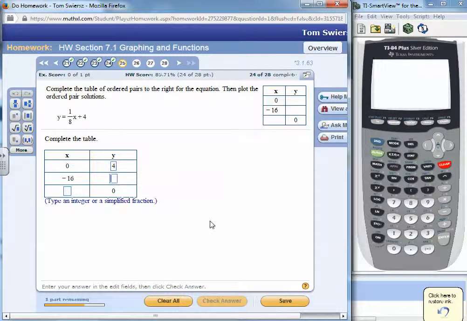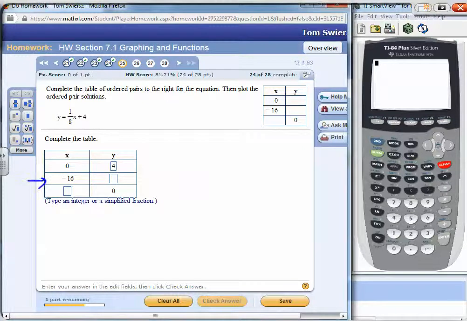All right, now, what happens when x is a negative 16? The next one, x is a negative 16, so we use y equals 1/8 times x, which is a negative 16, plus 4. Now again, the 16 is over 1, so these reduce. You could do it on your calculator. Negative 16 divided by 8 is simply a negative 2.